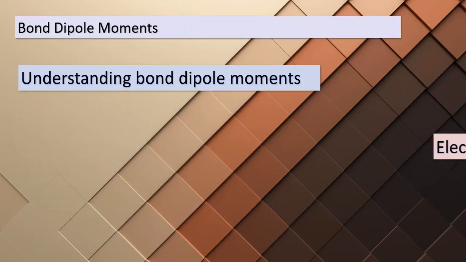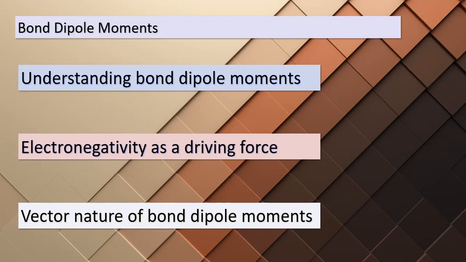Great job, students! Now, let's uncover the fascinating world of bond-dipole moments. These moments arise from differences in electronegativity between atoms in a bond. Electronegativity is like a tug-of-war between atoms for shared electrons. When one atom has a stronger pull, it creates an uneven distribution of electron density. This results in a partial positive charge on one end of the bond and a partial negative charge on the other end. These charges don't cancel each other out due to the vector nature of these moments.